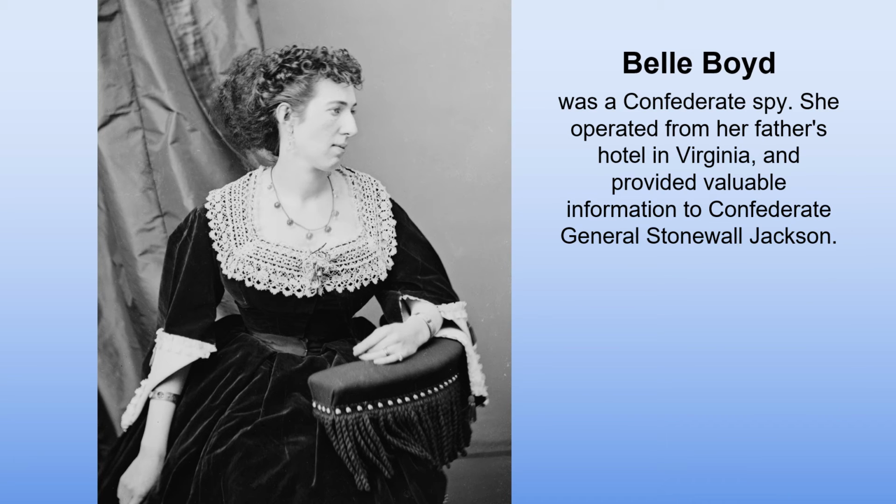This is Belle Boyd. Belle Boyd was a Confederate spy who did most of what she did in her father's hotel in Virginia. That's where she usually operated and provided valuable information to Confederate General Stonewall Jackson.